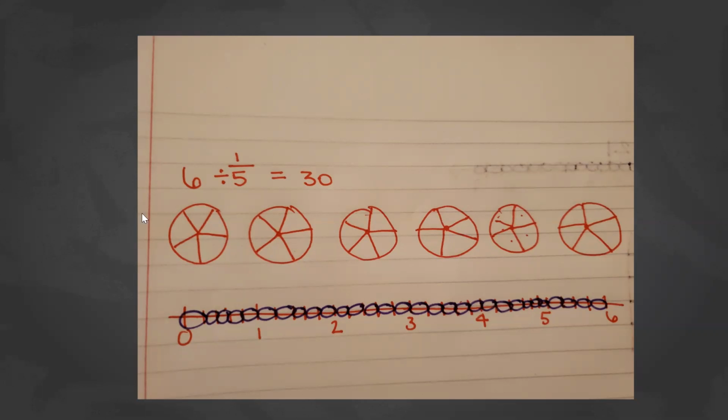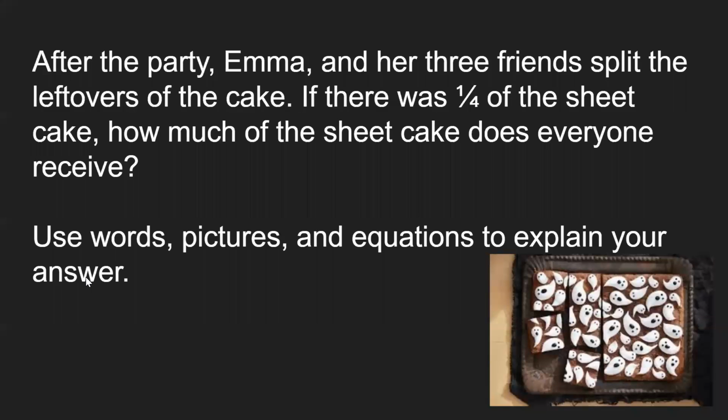So good job, guys. So now we're going to do another question, but this time I'm just going to read the question, and you guys are going to figure out how exactly to work it out. I'm not going to model all the different steps for you guys. So after the party, Emma and her 3 friends split the leftovers of the cake. If there was 1/4 of the sheet of cake left, how much of the sheet cake does everyone receive? Use words, pictures, and equations to explain your answer.